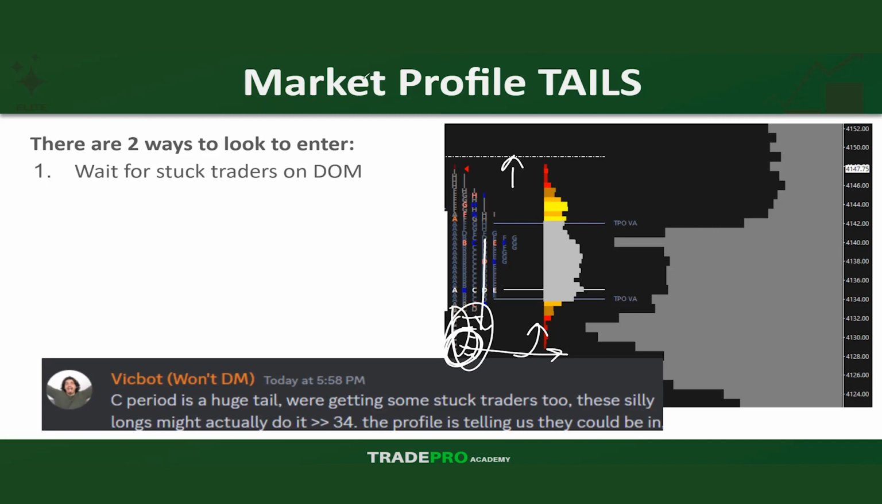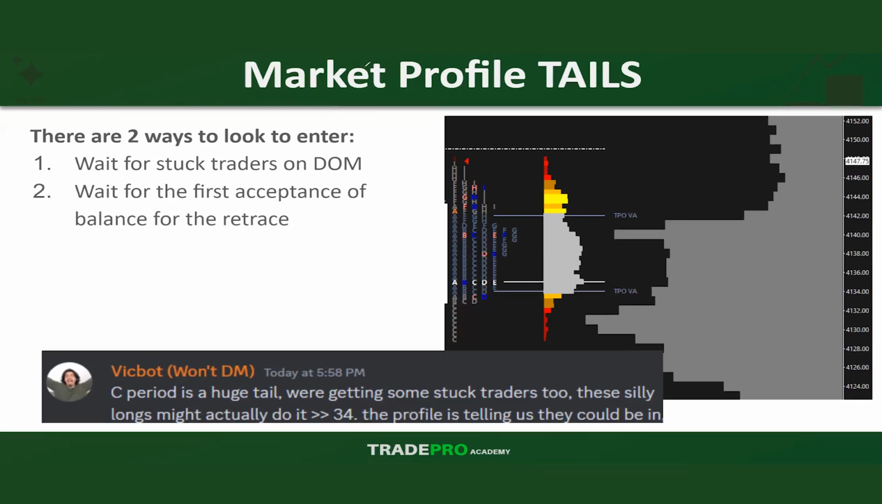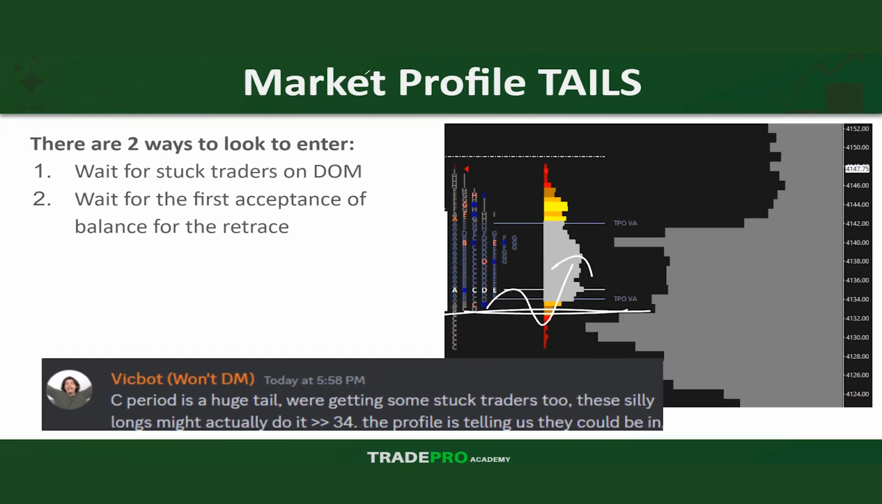Now, you have to find where these sellers are actually getting stuck, and you have to find where they actually rebid price to take a shot long into the mean reversion. Now, the second premise of this, the easier I would say, is actually wait for the acceptance into the balance, the break and retest, and see if you can get that continuation through the balance side.